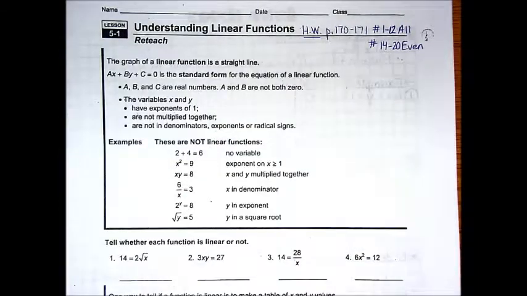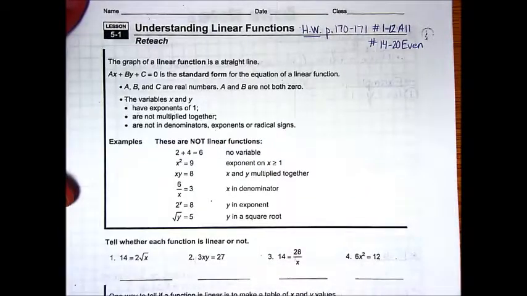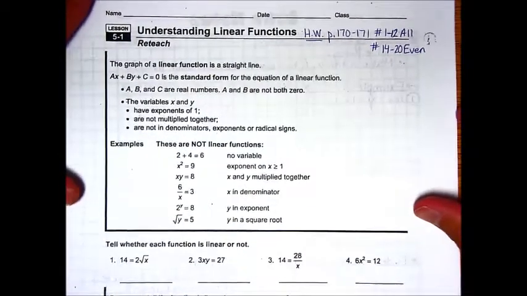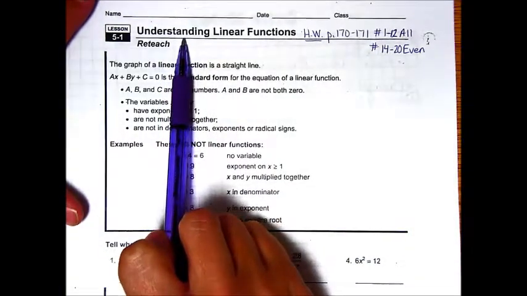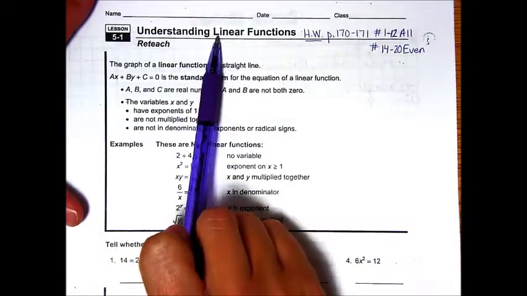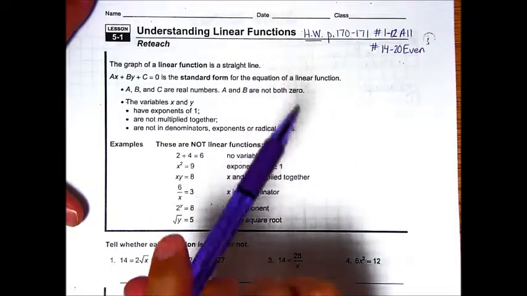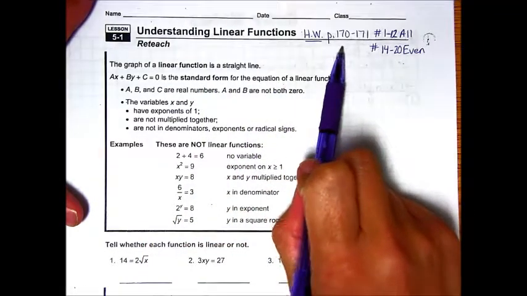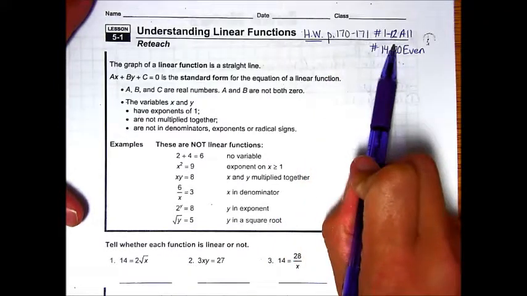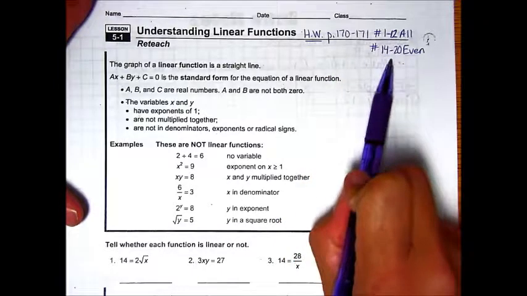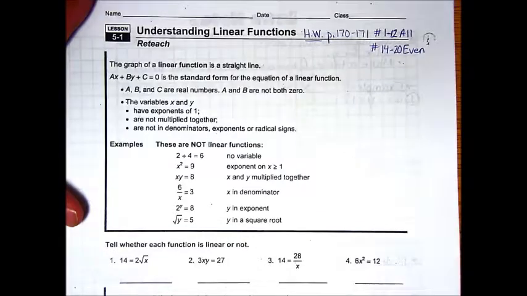All right, hello everyone. Today we are going to start our first lesson in Module 5, and we're going to start out with trying to just understand what functions might be considered linear functions and what would not. So the homework that goes with this lesson is on pages 170 to 171. We're going to do 1 through 12 all, and then 14 through 20 even.